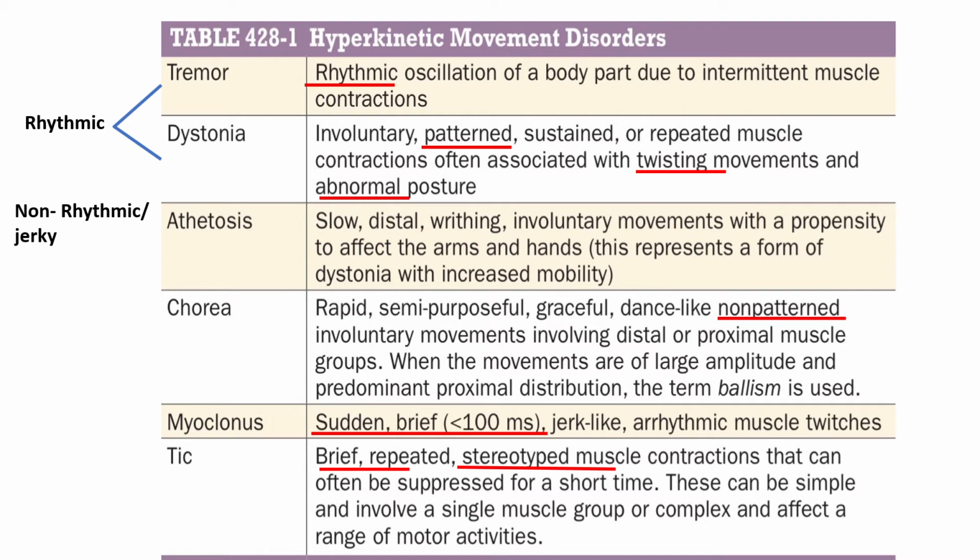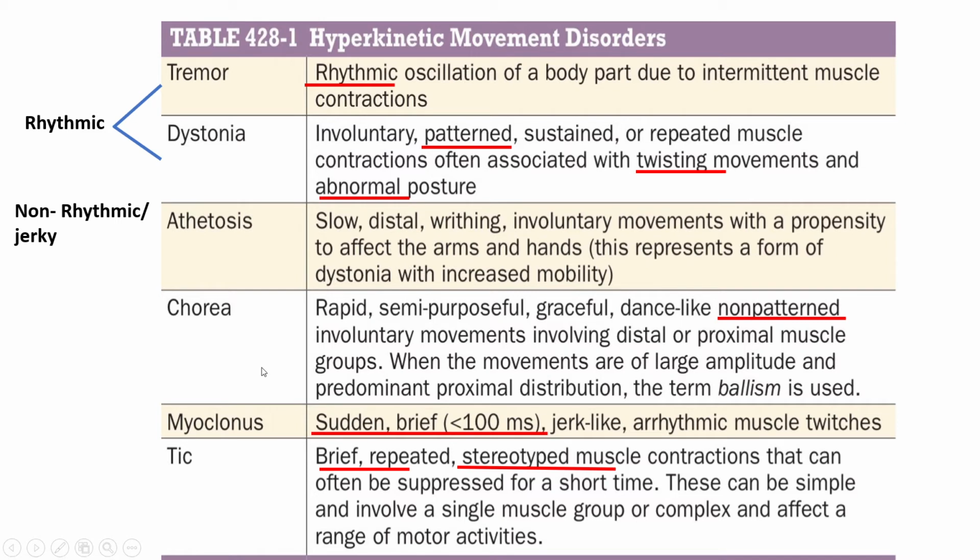Athetosis is a slow, distal, writhing movement of larger amplitude, dance-like, basically snake-like movements, with a propensity to affect arms and hands. While choreiform movements are non-rhythmic jerky movements. These are rapid, semi-purposeful, non-patterned, which is a keyword, involuntary movements affecting the distal limbs. When the movements are of larger amplitude and more proximal, flinging in nature, the term ballism should be used.